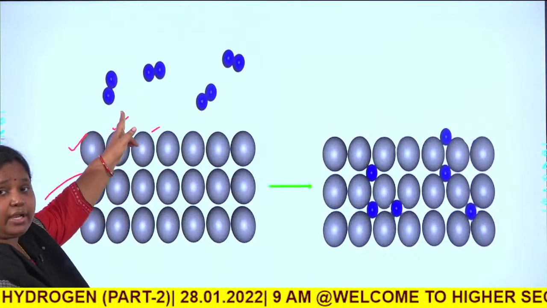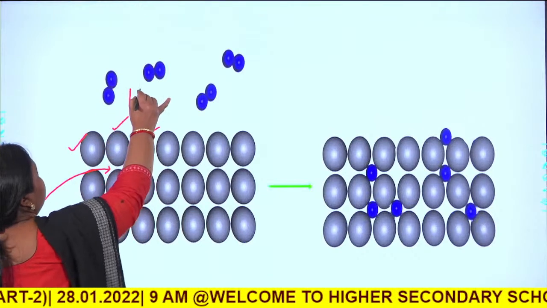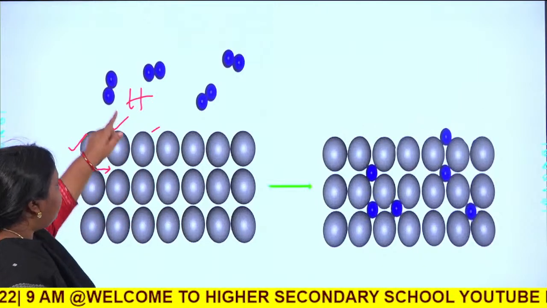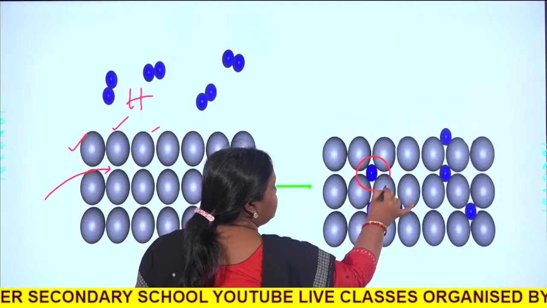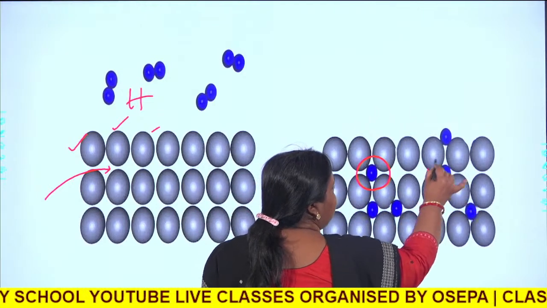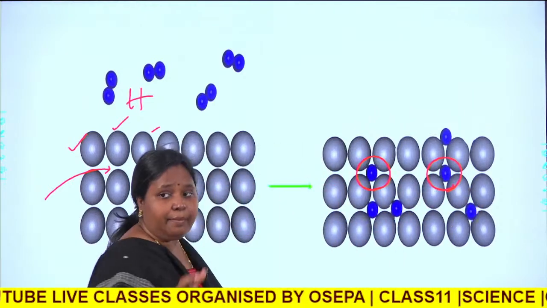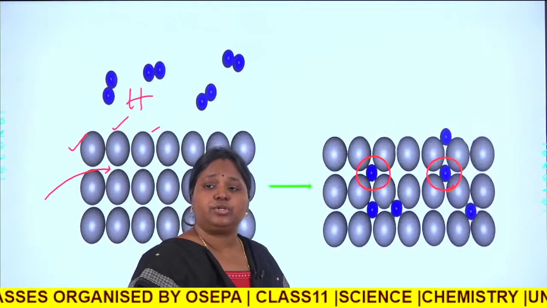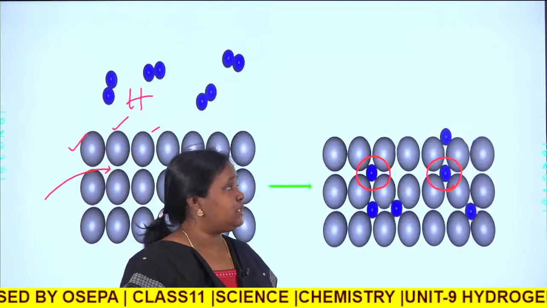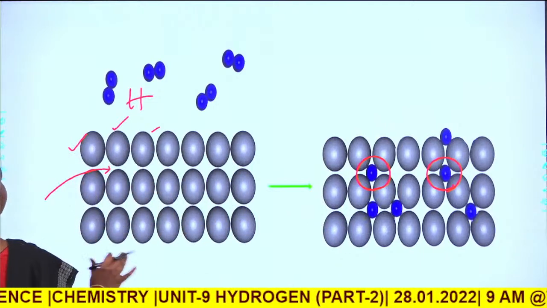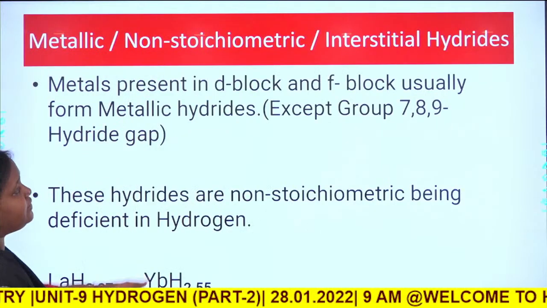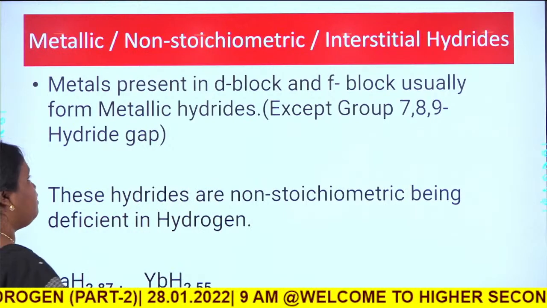And the hydrogen atoms, this hydrogen atom occupies these interstitial spaces. This is called interstitial spaces. So the hydrogen atom occupies the interstitial spaces. Therefore these are called interstitial hydrides or metallic hydrides.